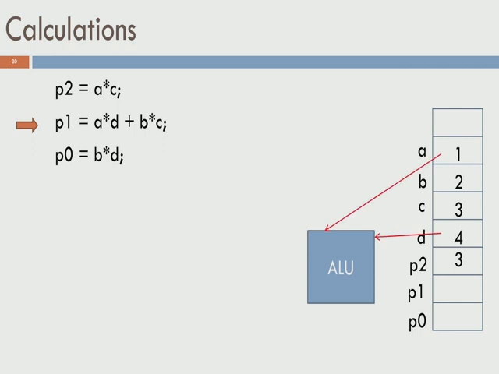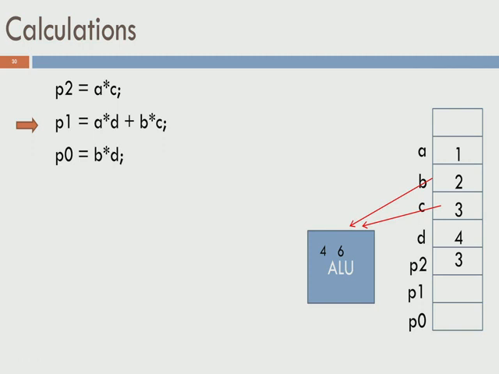So A and D are both read into the ALU, and it is not ready to be written back to P1 yet because you still have more operations on the right hand side. So this 1 times 4, the result is 4, is temporarily stored inside the ALU itself. Then you have B times C. B and C are read from the memory and the result is 6, so 2 times 3 is 6, and you cannot write 6 to P1 yet because this is also a temporary result. What we really want is A times D plus B times C. So we cannot write 6 to the memory yet.